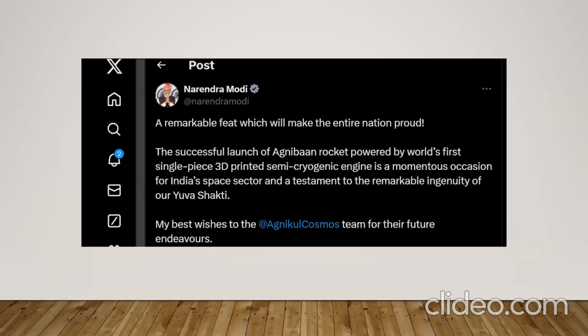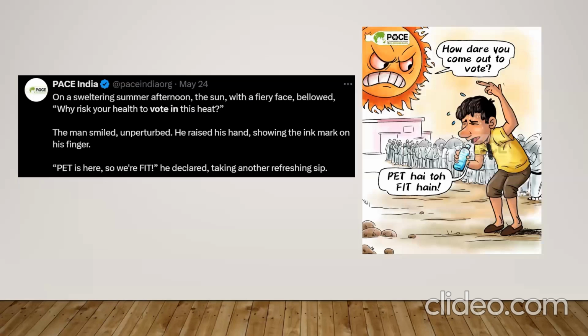One minute. Let's see one more example here by Pace India, somebody branding one particular product here with the help of this cartoon. And see the example, see the content here.